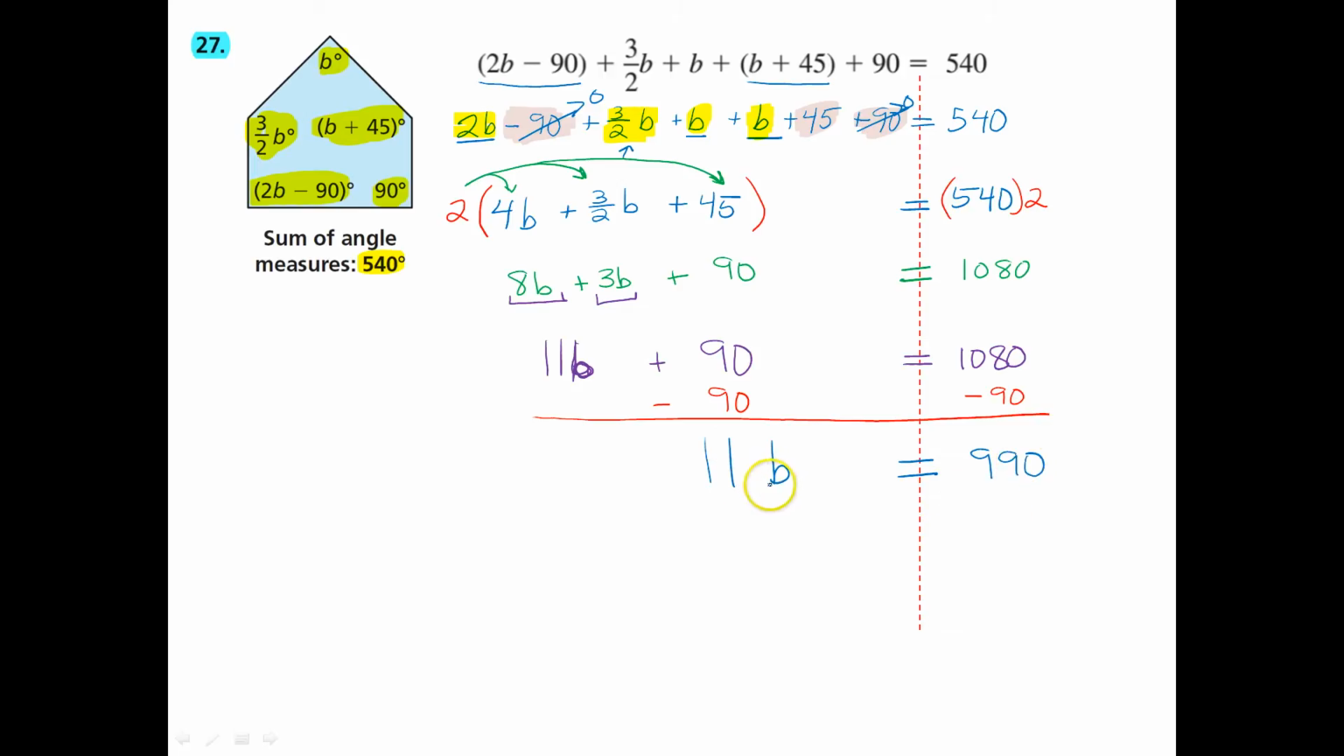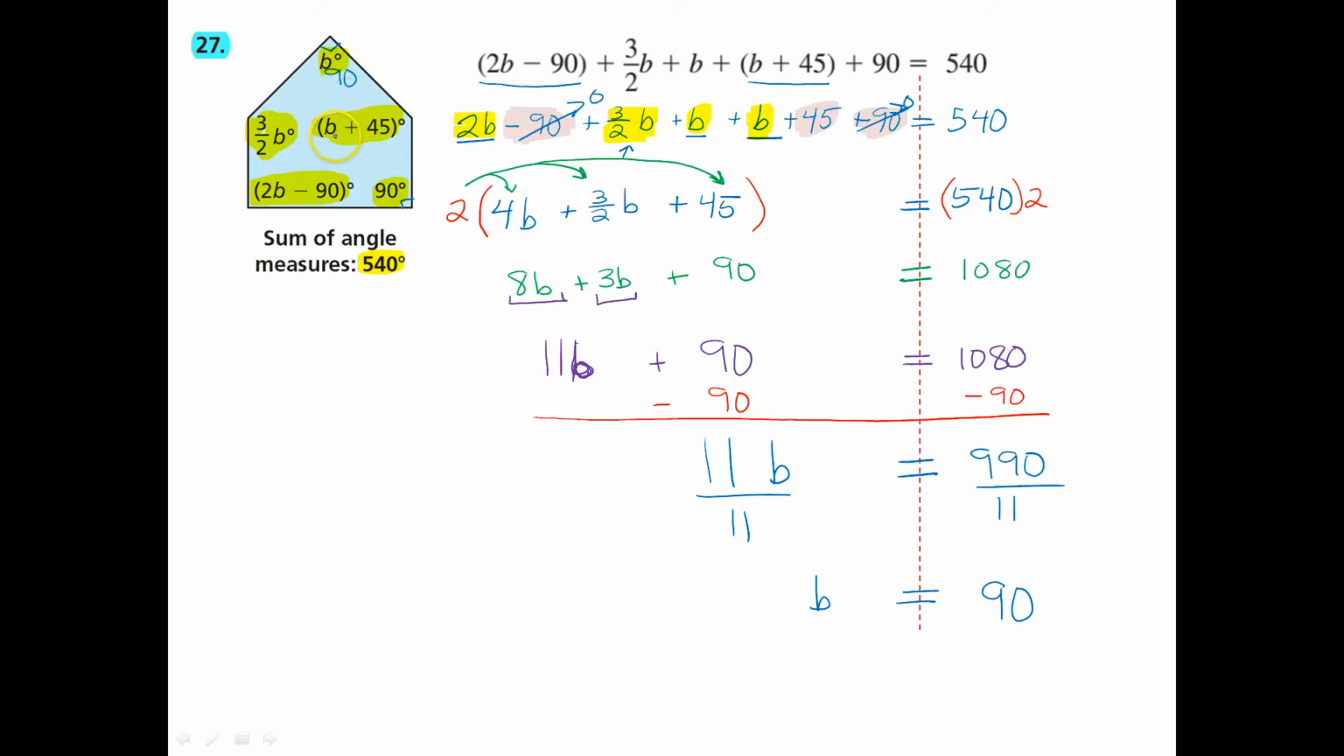And now our b is only having his style cramped by this multiplication by 11, so let's undo that by dividing by 11. 11 divided by 11 is 1, so we get b equals 90. So b equals 90. Alright, so what does that mean about this pentagon up here? Well, we can plug in b and figure out what all these guys are. So we know this guy's already 90. We know that this guy now is 90.